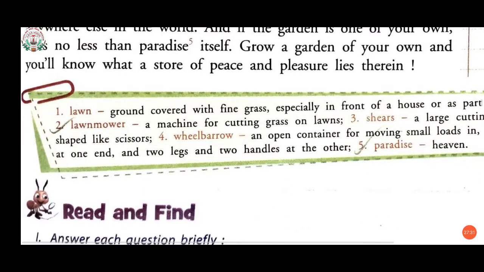Now students, this lesson is completed. That is lesson 3.1, Gardens and Gardenings, where we have learned about the kinds of garden, a garden of our own, and the planting of seeds, and at last we have gone through garden tools. I hope you all have understood.